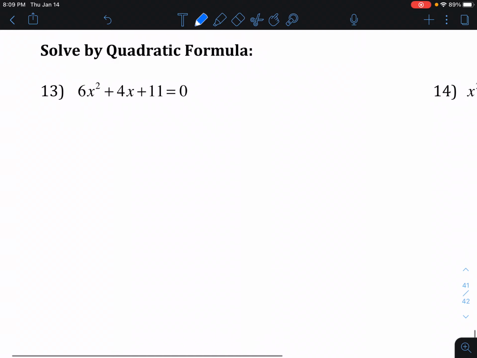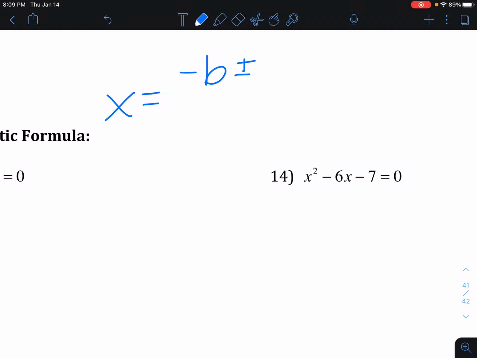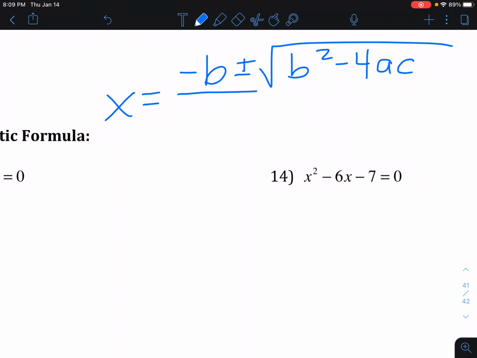Okay, next up, solve by the quadratic formula. So even though this formula is given to you on the test, it's always good to remember formulas. I find that the people who memorize them usually know how to use them a lot better. So there's the formula that I'm going to go over.